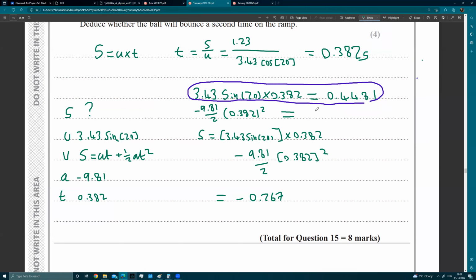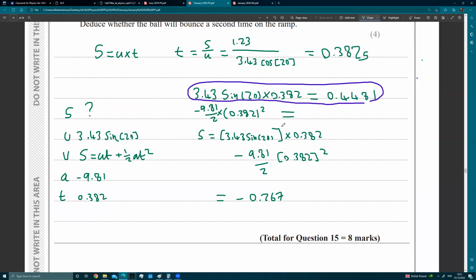Salih, I know why you're getting that. Are you putting sine 70 or sine 20? It's because you didn't subtract the 0.4481 by the negative 9.81 over 2. Oh, you're supposed to do the entire first bit. So I'm supposed to do 3.43 sine 20 times 0.382 minus 9.81 over 2, and then 0.382 squared. Yeah, these are multiplied. Oh, okay. Now I'm getting minus 0.267.